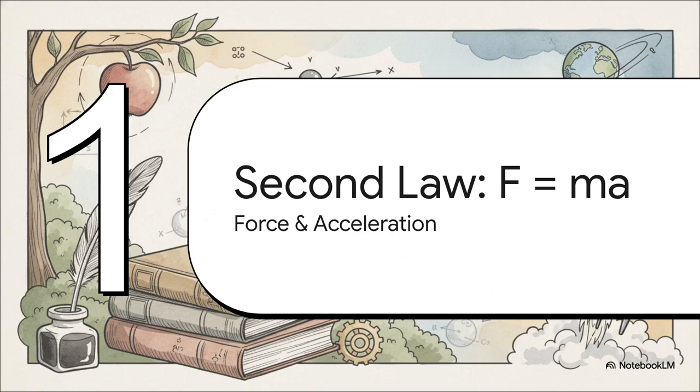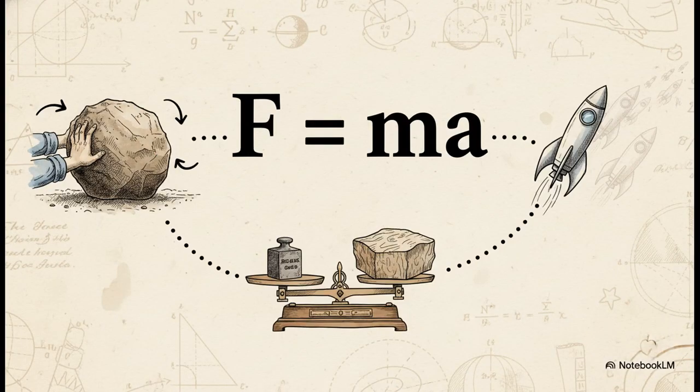Okay, so the first law tells us that you need a force to change motion. But the second law, this is where things get really interesting. It tells us exactly how much that motion is going to change. This is where the real predictive power of physics kicks in. Force equals mass times acceleration. F equals ma. I mean, look at it.